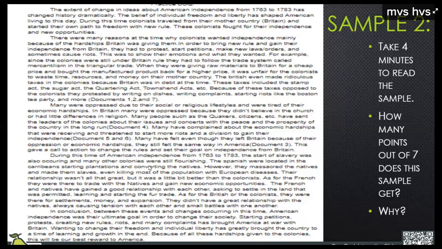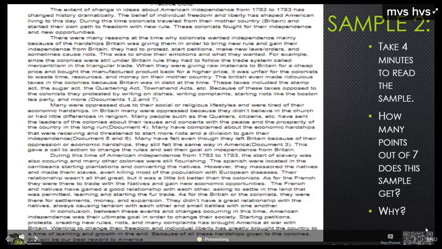And because of the little flow errors and because of that big one, they cannot get the analysis point either, which leaves 5 points, right in the middle. If you get 5 points on your APUSH DBQ, that's where you want to be. So this is a really good response.